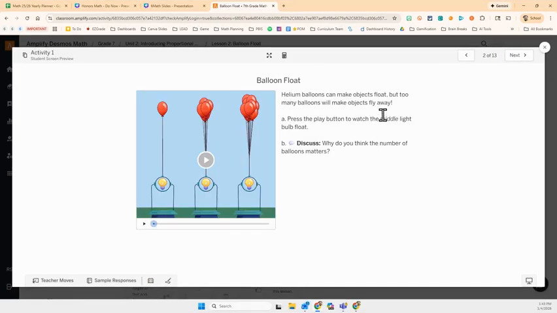Helium balloons can make objects float, but too many balloons will make objects fly away. Press the play button to watch the middle light balloon float. Why do you think this matters? Why do you think the number of balloons matters? Go ahead and share your thoughts here on PlayPosit.